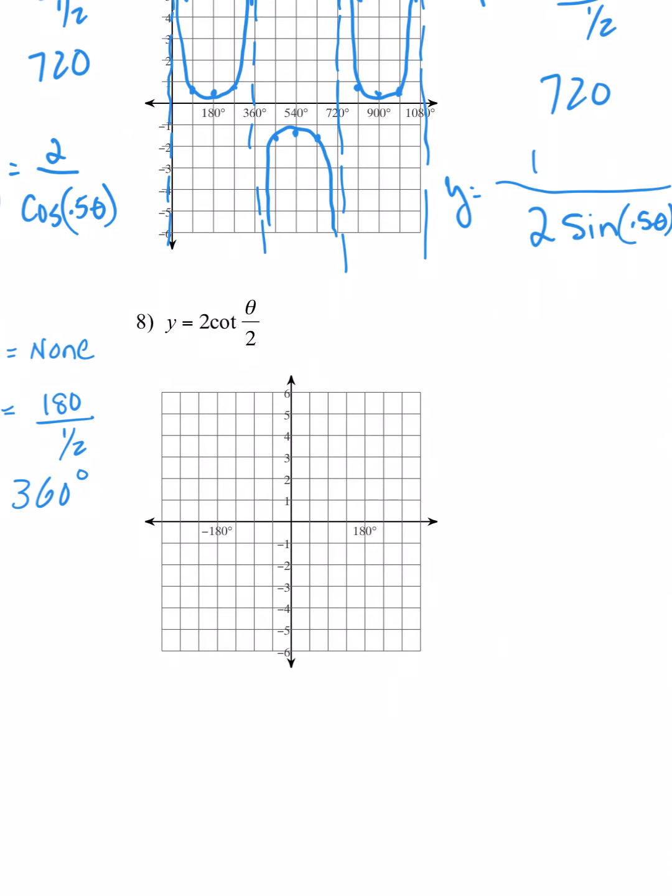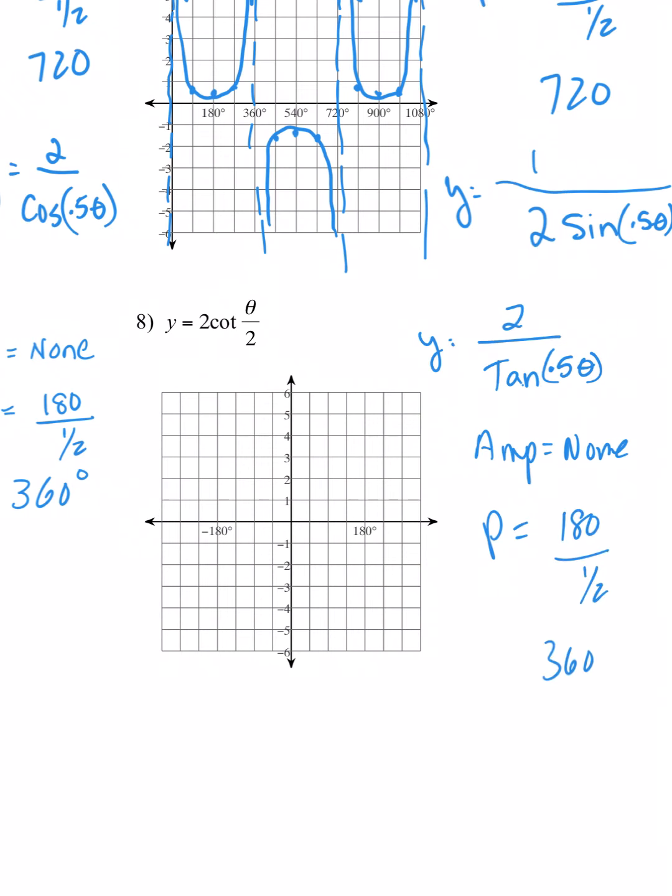So cotangent, we're going to put the 2 upstairs on the y equals screen and put a tangent downstairs of 0.5 theta. And because there is no cotangent button, we're going to put that in the calculator. And this one has amplitude is none, and period is 180 divided by 1/2, which is also 360. So on this one, we're going to stick it in the calculator. So this graph goes all the way from -315 to +315 if you make each tick mark equal to 45.